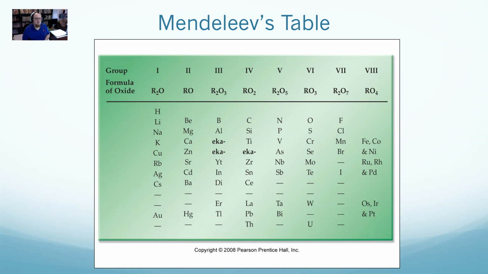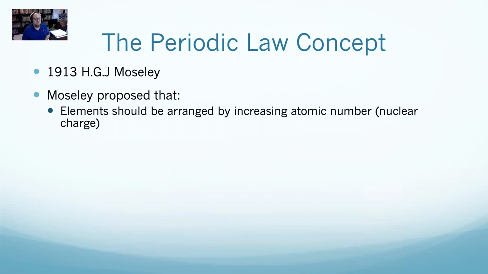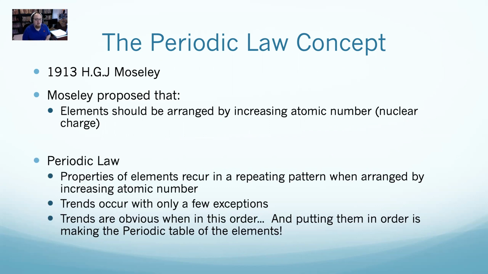45-ish years later, though, someone revisited this idea. A man named H.G.J. Moseley in 1913 said, wait, it's not atomic mass. You see, at this point, we understood the atom better. Now we had some of the early models of the atom, and we knew protons existed. And H.G.J. Moseley said, you do not arrange them by atomic mass, you arrange them by atomic number, how many protons they have. And he really brought about periodic law. And this is what we believe today.